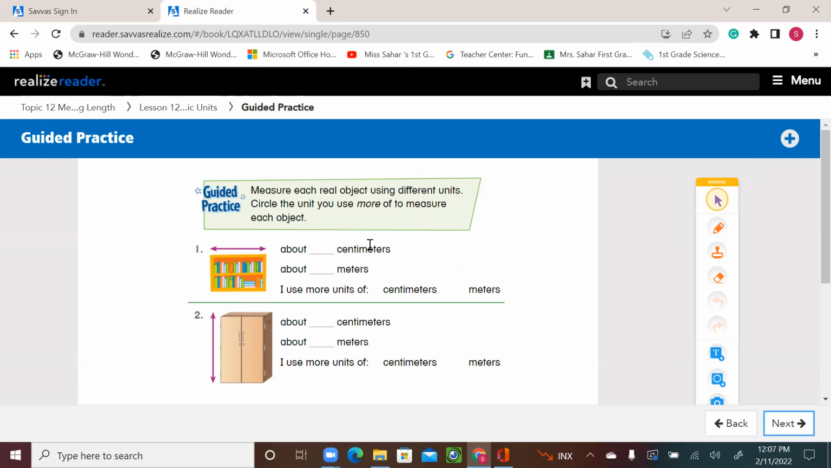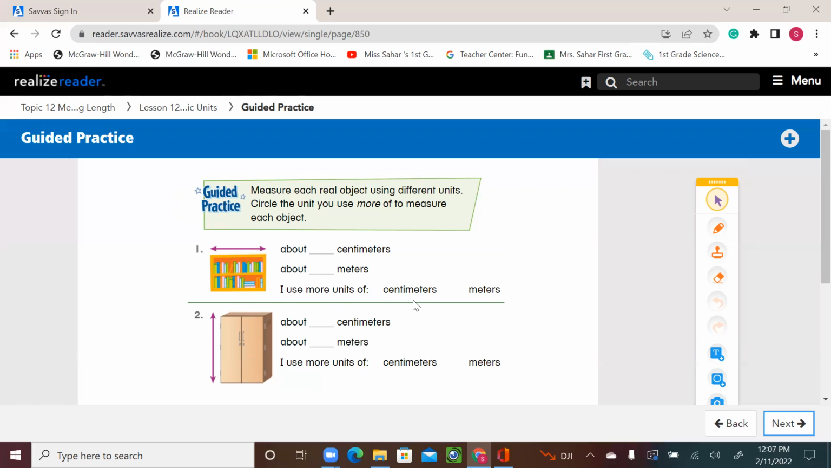Of course, when you see an object like that, it's a big object, so the unit you will use more will be centimeters. Because in meters, it's about a meter, but in centimeters, it will be more than that, because it's a big object and a centimeter is a small measuring unit.